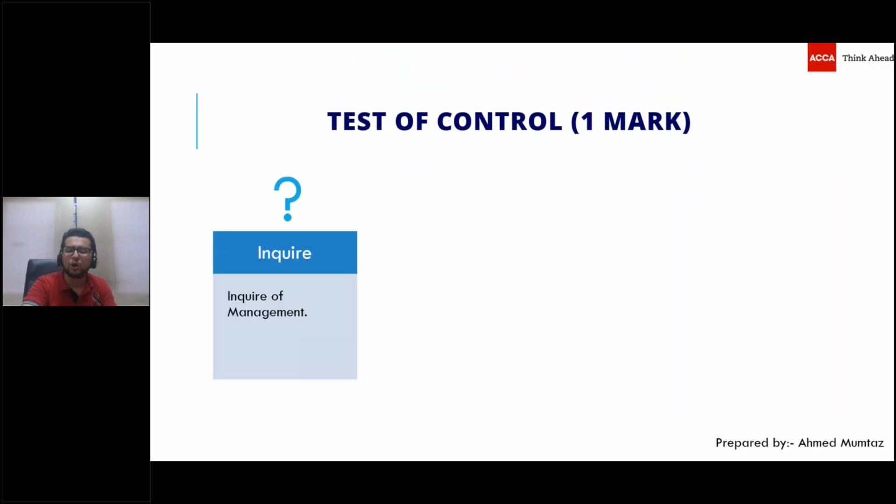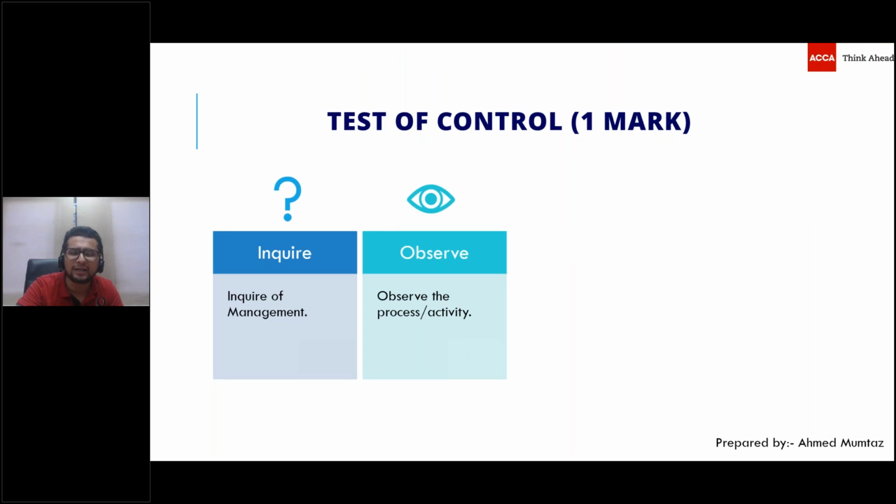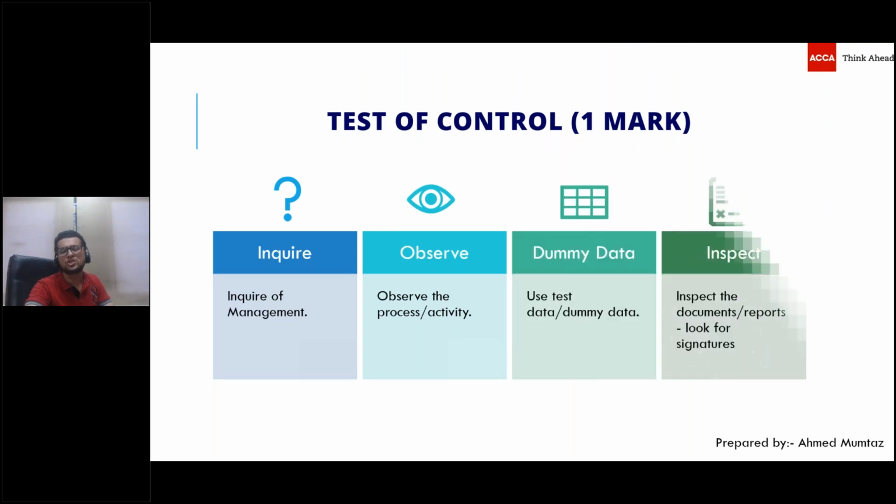Last but surely not the least, how to get the 1 mark with respect to test of control. Test of control means as an auditor, I will apply a particular action, and with the help of that action, I will be testing the control system designed and implemented by the management. I'm not bothered about the amounts or the financial statements. I'm bothered about the system, how good or bad the system is.